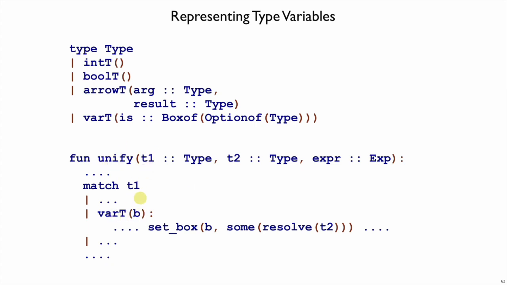It's Unify's job to install these equivalences somewhere in the Unify implementation. When you give it a type variable for t1 and under some constraints about t2 that we'll write out more in a moment, we're going to install that equivalence with setBox on that box b, using not necessarily t2, but we'll resolve t2 to get it in a simpler form if possible, and then install the equivalence. But we will have more work to do to fill out Unify completely.